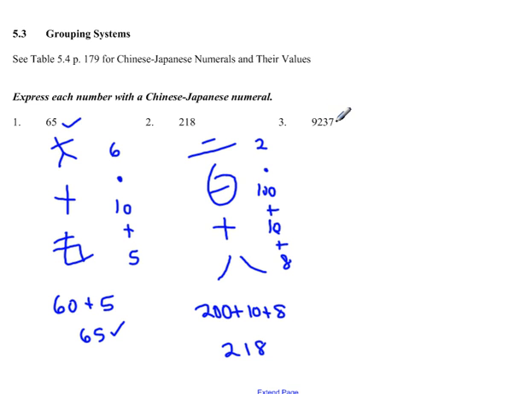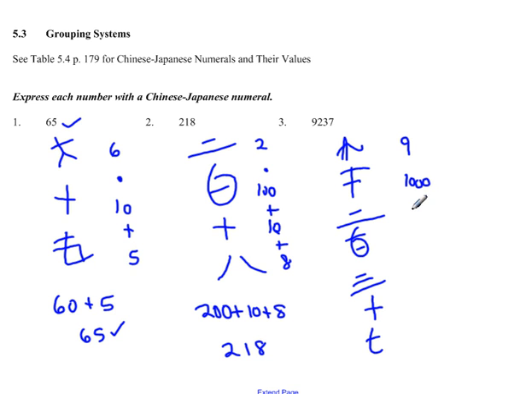To get 9,237, remember we can't repeat the thousand symbol 9 times, so we have to say 9 times 1,000. So the 9 symbol looks like that. The thousand symbol is something like that. 200 was 2 times 100. And then the 30 is 3 times the 10, and then finally the 7. Always confirm. So 9, 1,000, 2, 100, 3, 10, and 7.